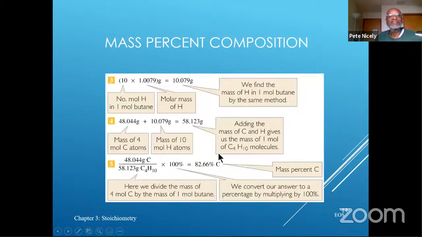So once we get that, we can also find the total mass of hydrogen in 1 mole of butane. According to the formula, hydrogen has a subscript of 10. So we multiply 10 by the molar mass of hydrogen and we get 10.079 grams of hydrogen present in 1 mole of butane. And then we add those two together to get the total mass per mole, which would be the molar mass, right? Which is equal to 58.123 grams.